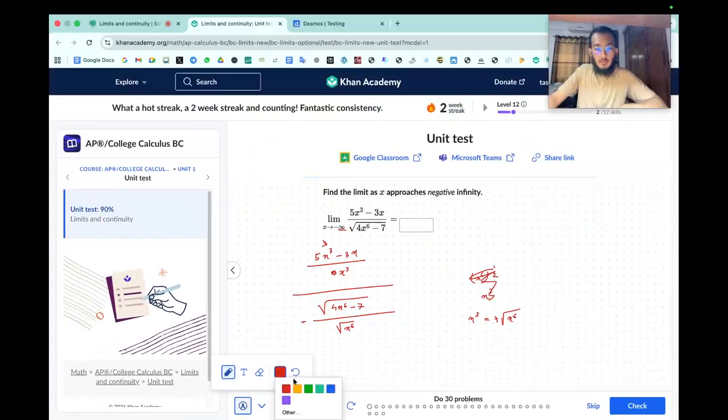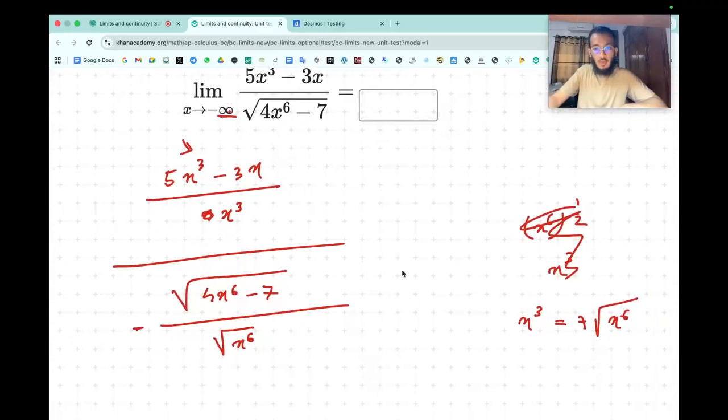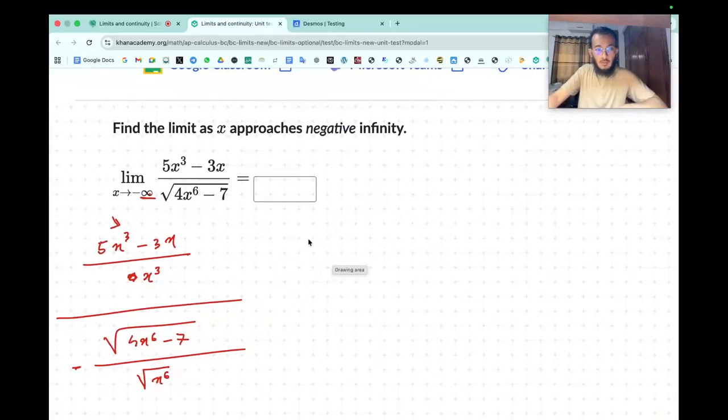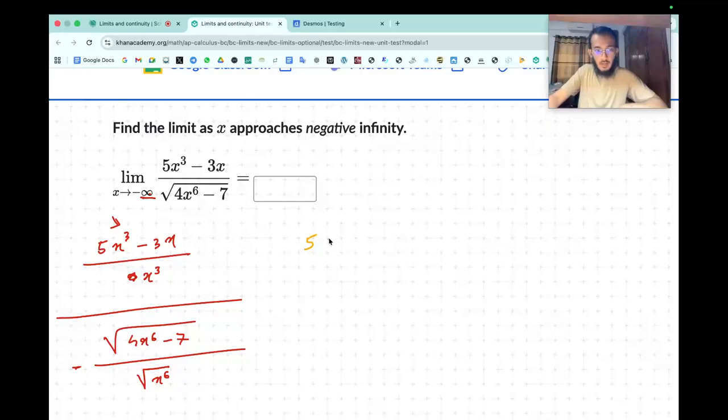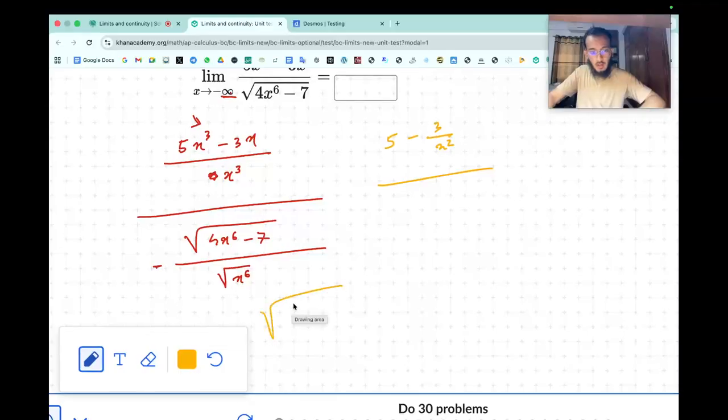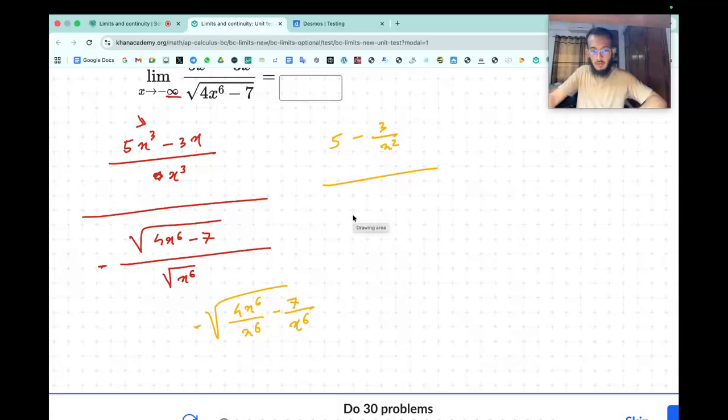Now if you divide this with x cubed, we get 5, x cubed can cancel out, negative 3 by x squared. And here we can take out the root as common like this, and we can divide 4x to the power 6 with x to the power 6, negative 7 by x to the power 6. And negative is here, so we have negative root 4 minus 7 by x to the power 6.